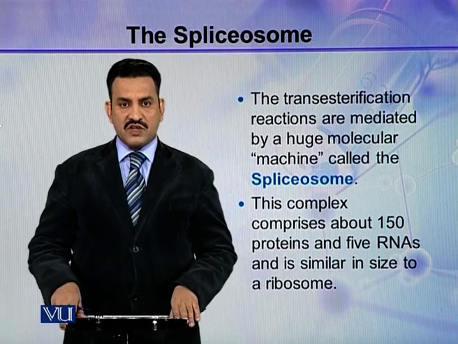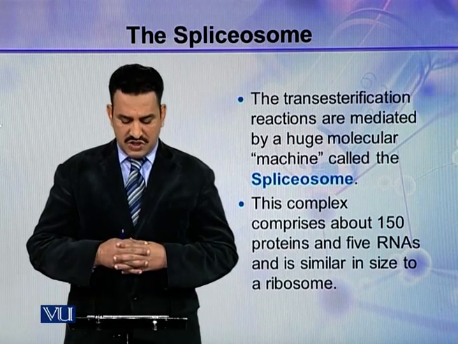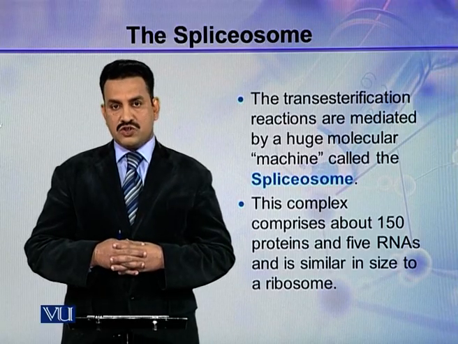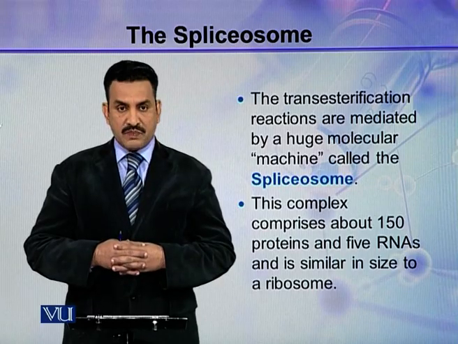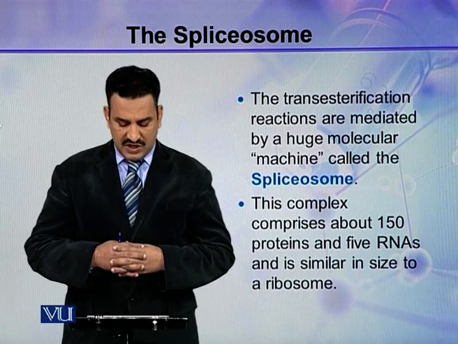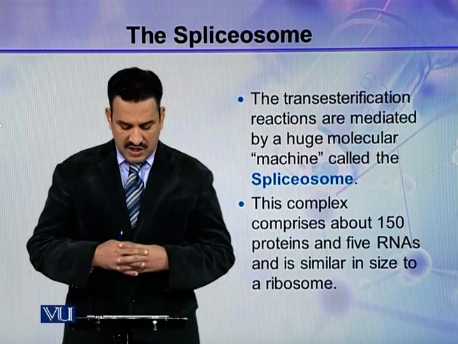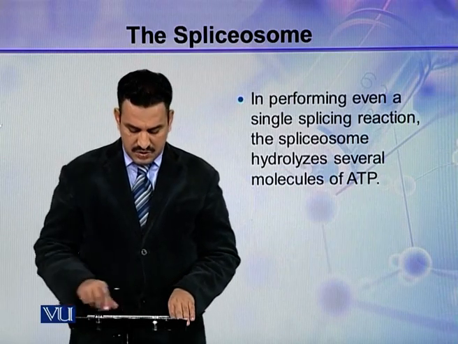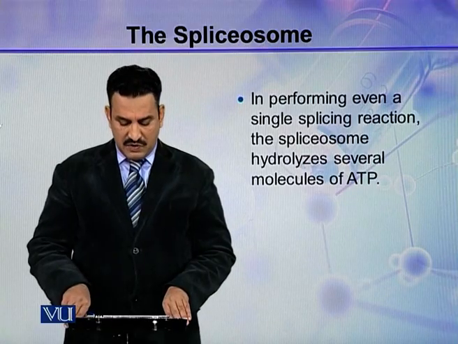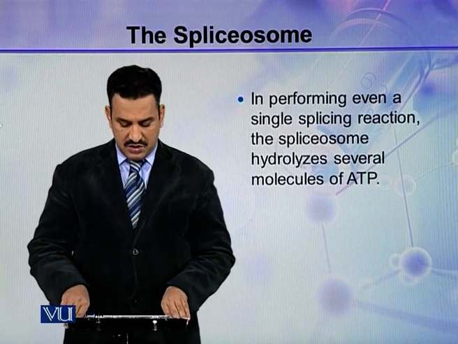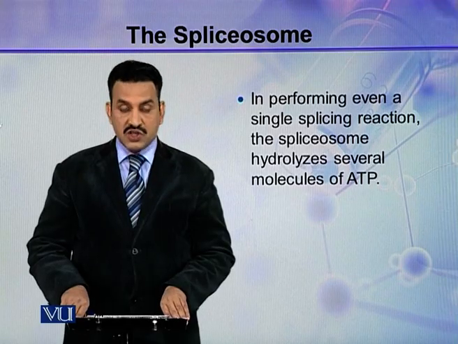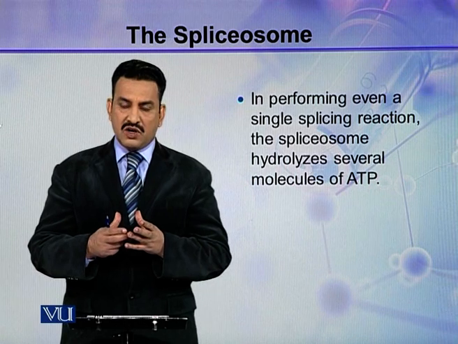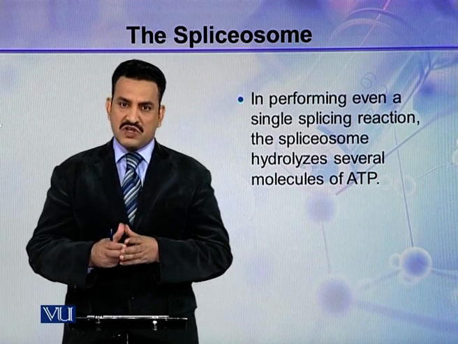The transesterification reactions are mediated by a huge molecular machine called the spliceosome. This complex comprises about 150 proteins and 5 RNAs and is similar in size to a ribosome. In performing even a single splicing reaction, the spliceosome hydrolyzes several molecules of ATP. So, the assembling of this spliceosome needs energy.